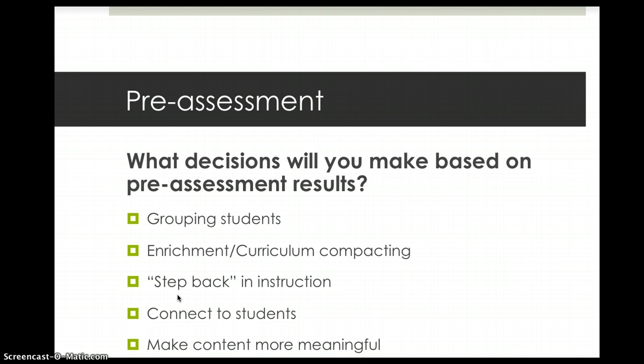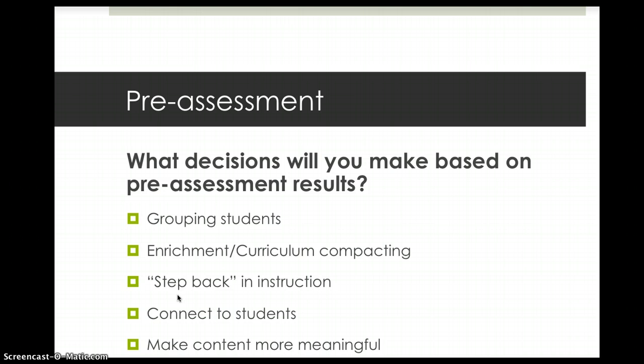Whatever it is, it gives us the ability to group them, and group them in ways that we know might work. Enrichment: there's a term called curriculum compacting. It's similar to enrichment. It's just the notion that if there are students who get it, who know a lot of the unit or most of the unit, then we can provide them with something else so that it'll be a rich learning experience for them.